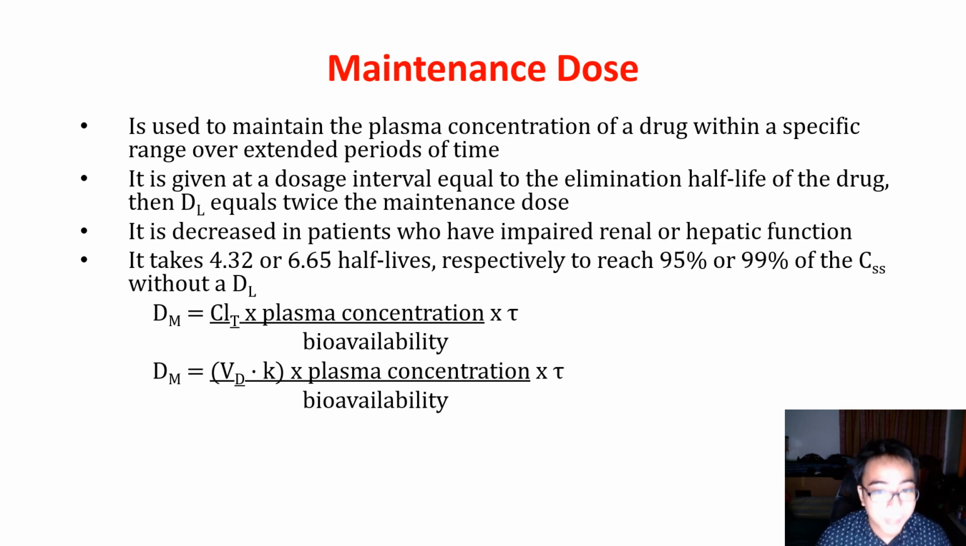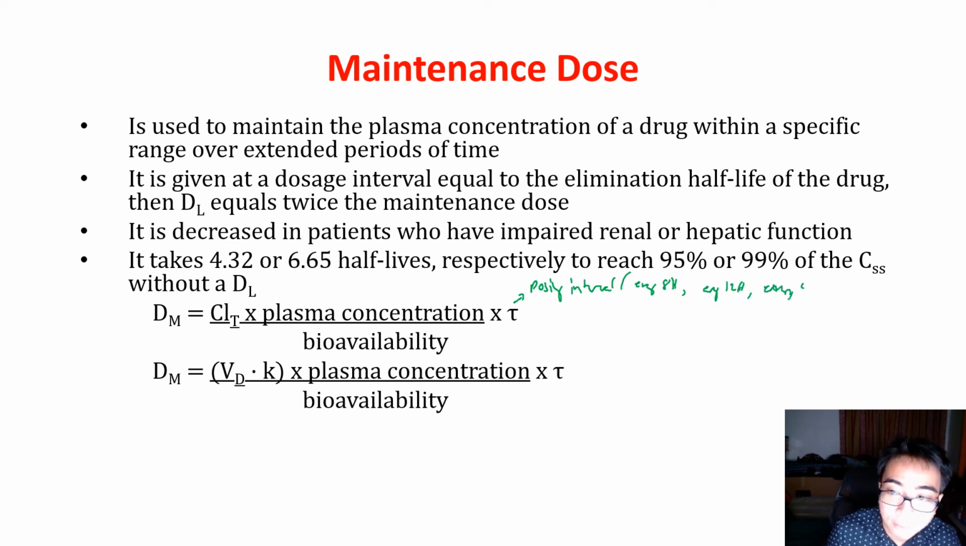Now, the formula for this class is simply clearance multiplied to the desired plasma concentration, okay, multiplied to your dosing interval. Tau here, class, refers to dosing interval. Ito yung every 8 hours, every 12 hours, every 4 hours, mga ganon. Yun yung dosing interval dito, class.